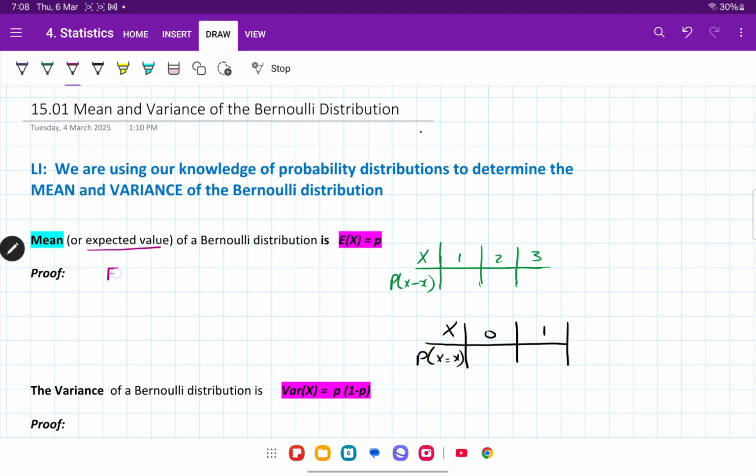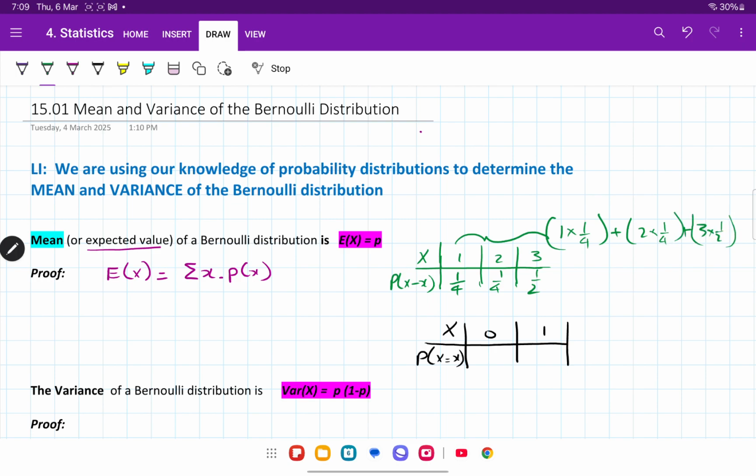To find our expected value last year in a probability distribution, our formula was the sum of x times P(x), wasn't it? For example, here's our x up the top, and let's say our probabilities were a quarter, a quarter, a half. Our expected value was 1 times 1/4 plus 2 times a quarter plus 3 times a half. We found expected value or mean last year using this formula.